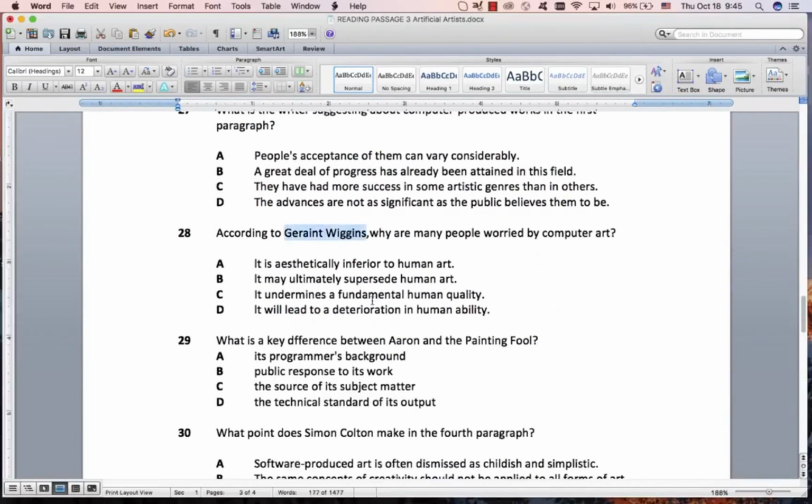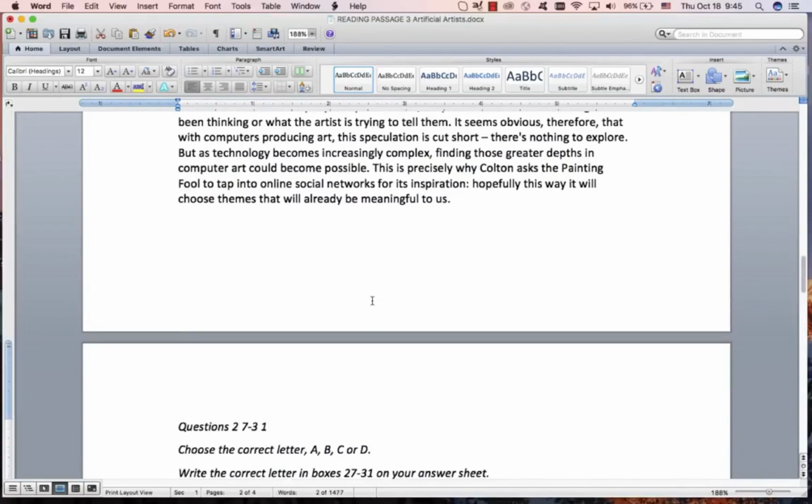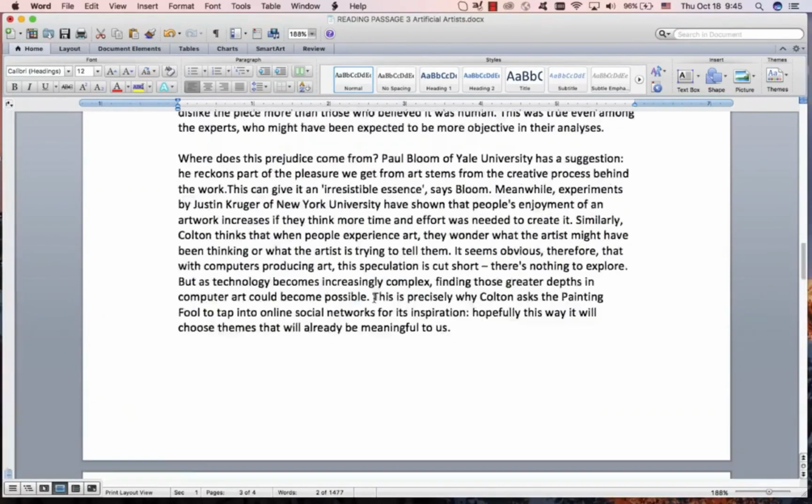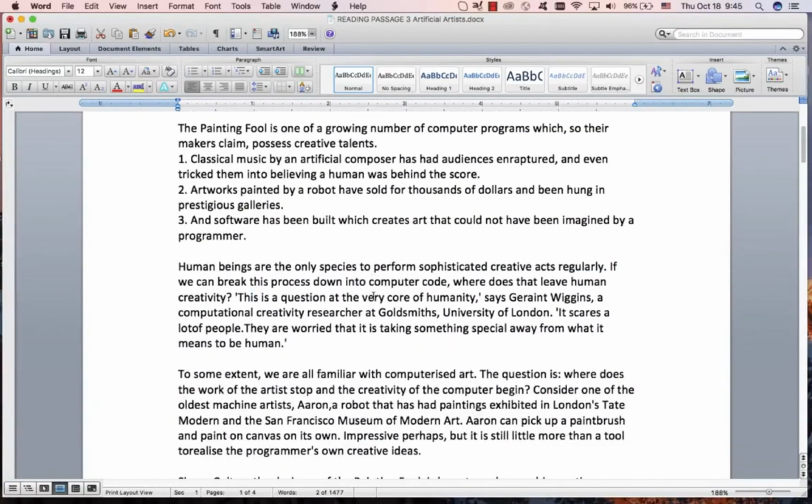So we want to find Geraint Wiggins, and why are many people worried? This one is not so bad because it's one sentence. Here's Geraint Wiggins, and here's it scares. People are worried. It scares. Why are they scared? And the answer's there. So that one wasn't so bad. It's just a one sentence multiple choice. They are worried it's taking something special away from what it means to be human.